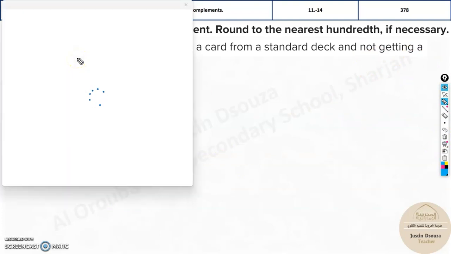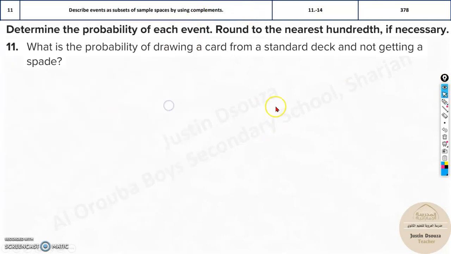It is a long method to calculate the probability of not getting a spade. Basically, you have to calculate all the others, that is, three times: the probability of hearts, diamonds, and clubs. You have to find the probability for all of these, and that is basically not getting a spade, right?